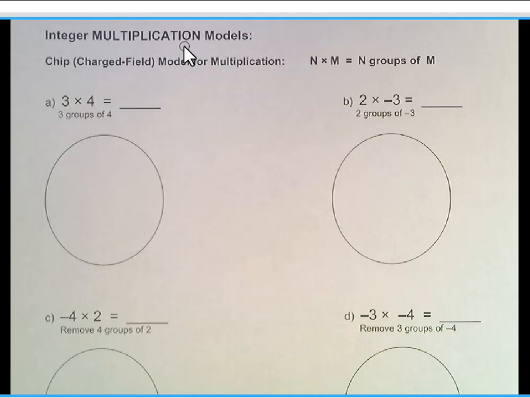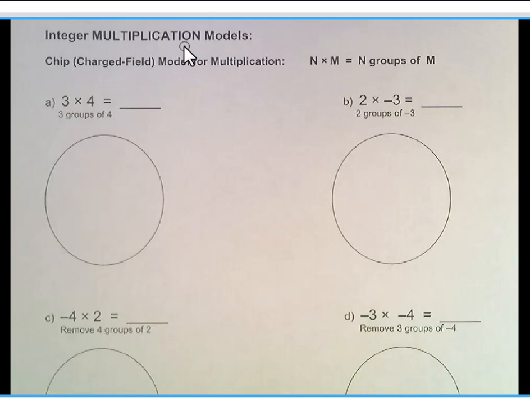In this video, we're going to look at integer multiplication models. So we did addition, we did subtraction, now we're going to do multiplication. And we're going to use a charged field model in this particular video. And then the next video is going to be the number line model for multiplication. So again, the plus means positive and negative means minus. I'll do the negatives in red.